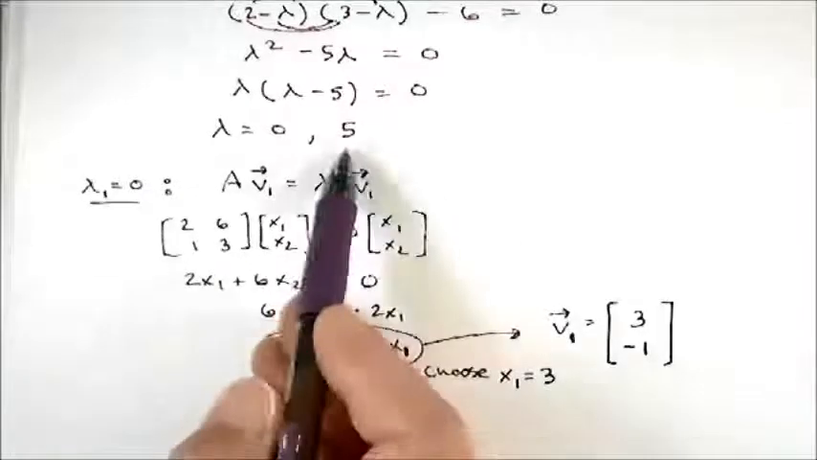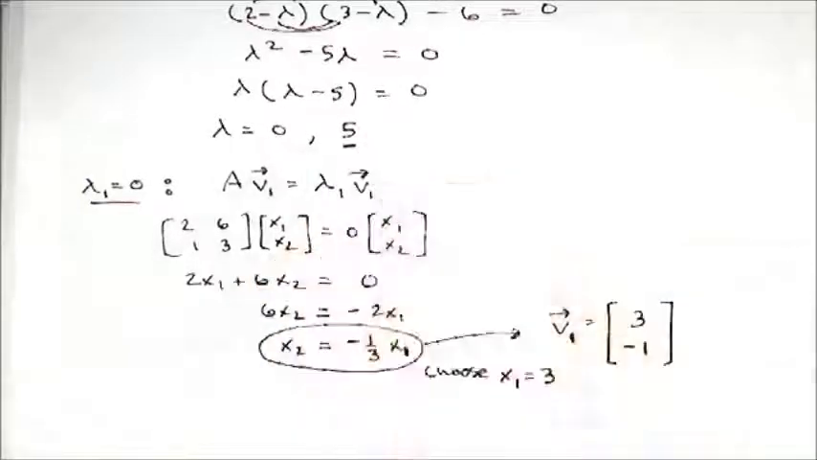All right, try the second one. Find your eigenvector for lambda equals 5.